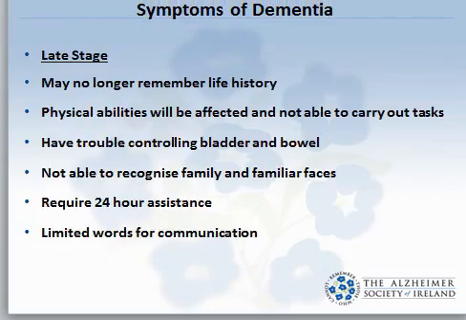In the late stage then, things become very severe indeed. Your loved one may no longer remember their life history. That's very common. Their physical abilities will be affected and they won't be able to carry out tasks. They'll have trouble controlling their bladder and bowel. They might not be able to recognize family and familiar faces. And they'll require 24-hour assistance, most likely. And their communication will be very limited to only a few words. So this is extremely difficult, obviously, for yourselves as their loved one and their carer. And it's a very challenging time for you all.